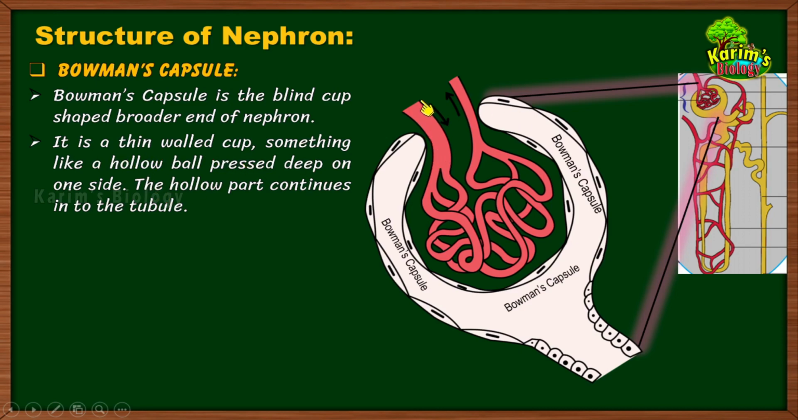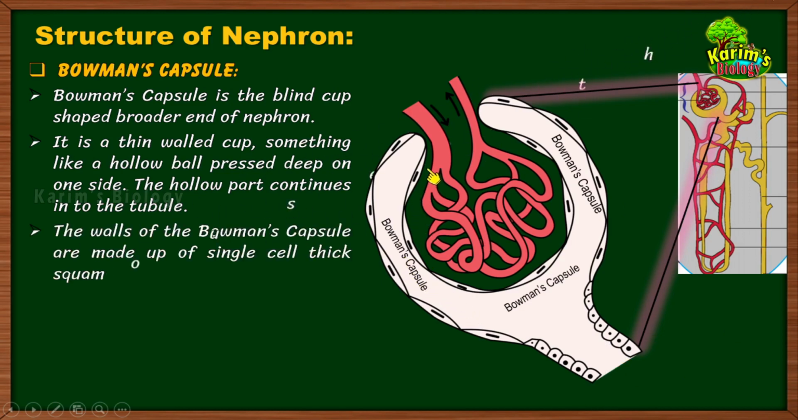If you take a ball and press it from one side, a depression forms and an empty space forms, right? So it is a similar structure, pressed deep on one side, and I told you already that there is an empty space here, and here also an empty space forms. This hollow part continues in the form of renal tubule. Look here, this is the part that will continue in the form of renal tubule. So that's about the Bowman's capsule.